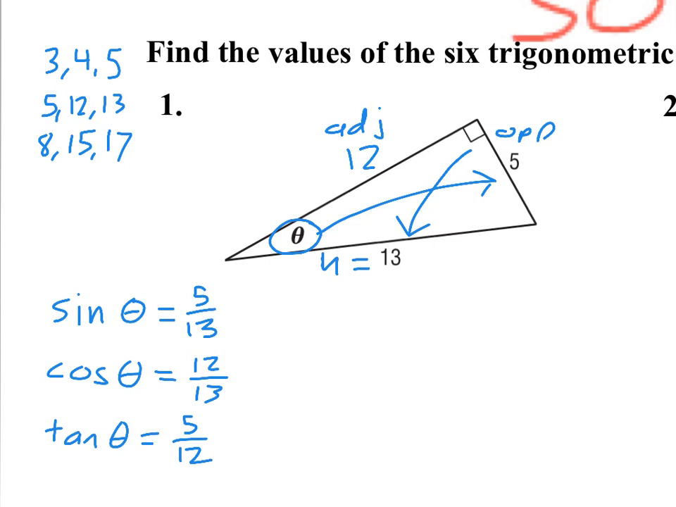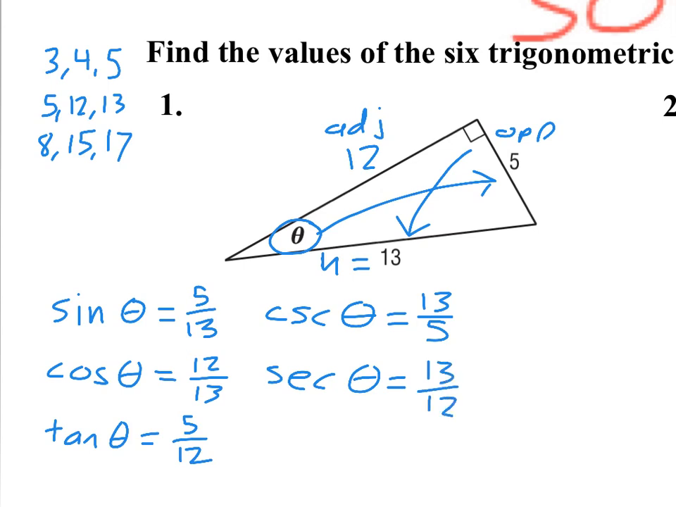All right, let's also find the reciprocals. The reciprocal of sine is cosecant, and we just flip the fraction we got earlier upside down. The reciprocal of cosine is secant. The reciprocal of tangent is cotangent.